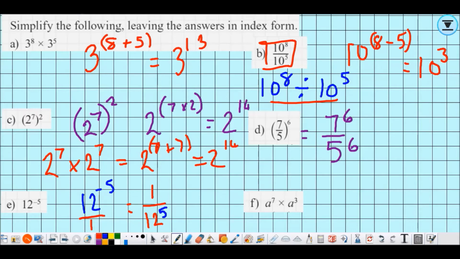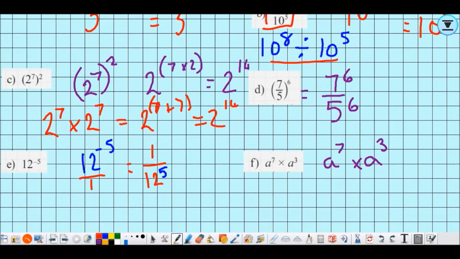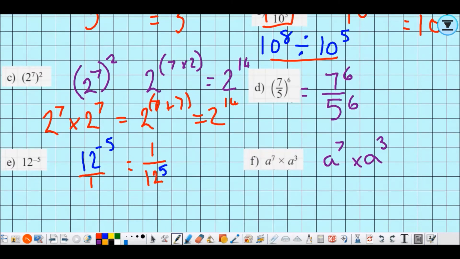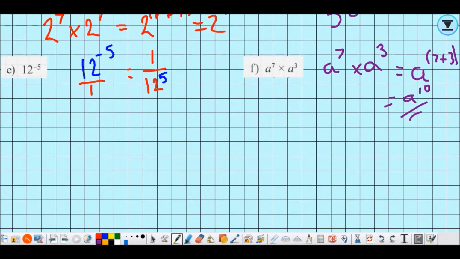And then finally, looking at the last one there, back to rule number 1, in the sense of a to the power of 7 multiplied by a to the power of 3. Now you can see my base number has changed. It's become a letter as opposed to a number. So in algebra, the process is exactly the same. My base is still a, and I've got the power of 7 plus 3, so that's going to give me a to the power of 10. So the rules still work exactly the same with algebraic values as they do with numerical ones.